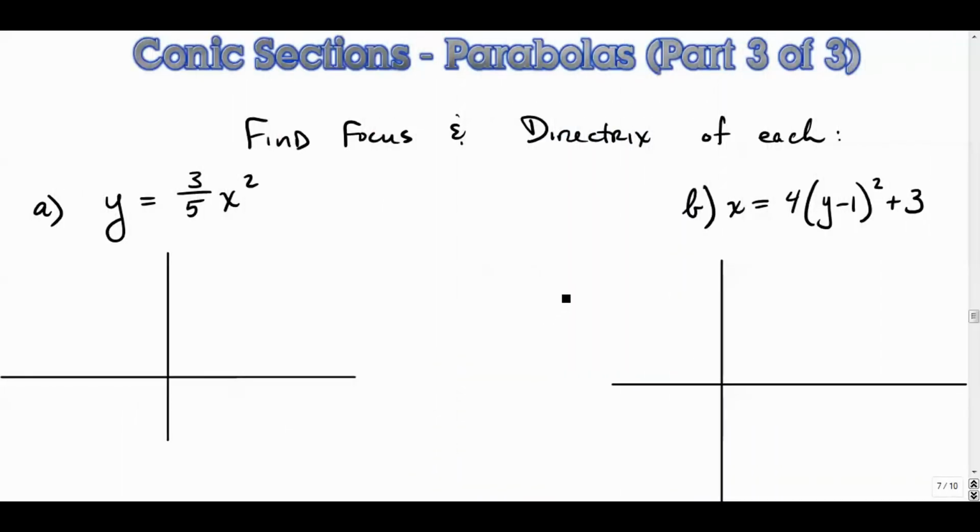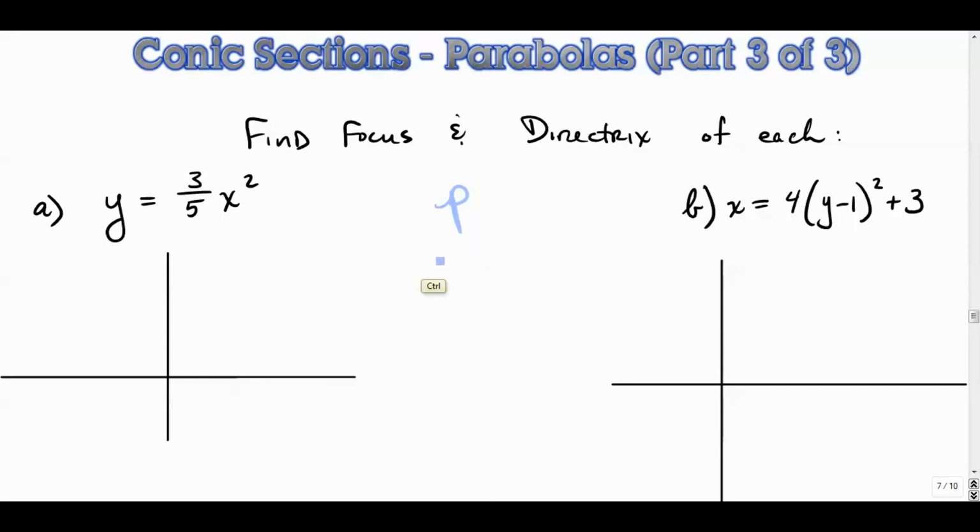Part 3 of our Parabola series. We have two examples here on the screen. Our job is to find the focus and the directrix of each, and we'll also draw a quick sketch. And to do that, of course, the main idea here is to find the p-value and then go from there.